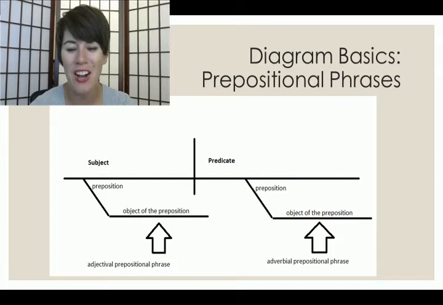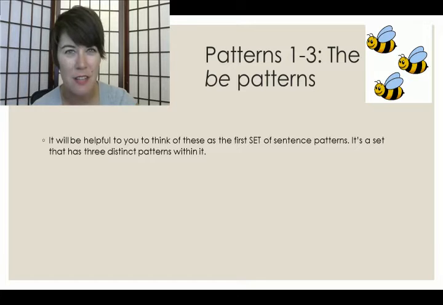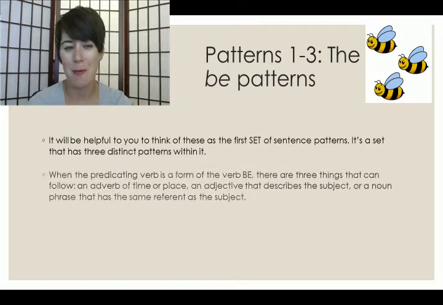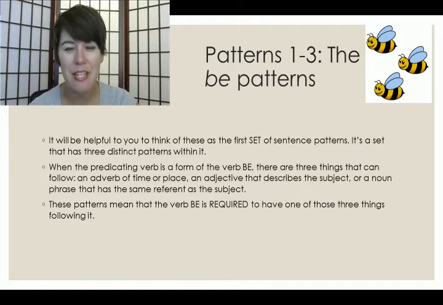Now we're ready to actually talk about the be patterns, patterns 1 through 3. We group these into a set of 3 because they really are a set of sentence patterns. It's a set of patterns with 3 distinct patterns within it. And anytime we're talking about the predicating verb as a form of be, these are the only 3 patterns it can follow, right? It can only have an adverb of time or place, that's pattern 1, an adjective that describes the subject, that's pattern 2, or a noun phrase that has the same referent as the subject, that is pattern 3. You have to have the be verb for it to be patterns 1 through 3. And then you're only going to have one of those three things following it.